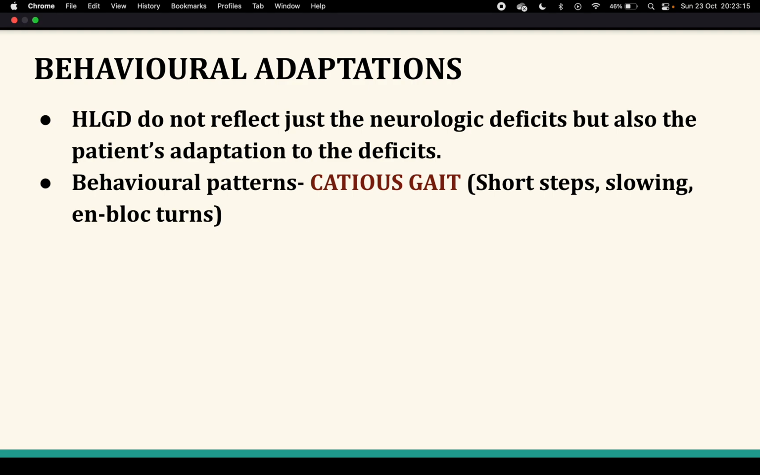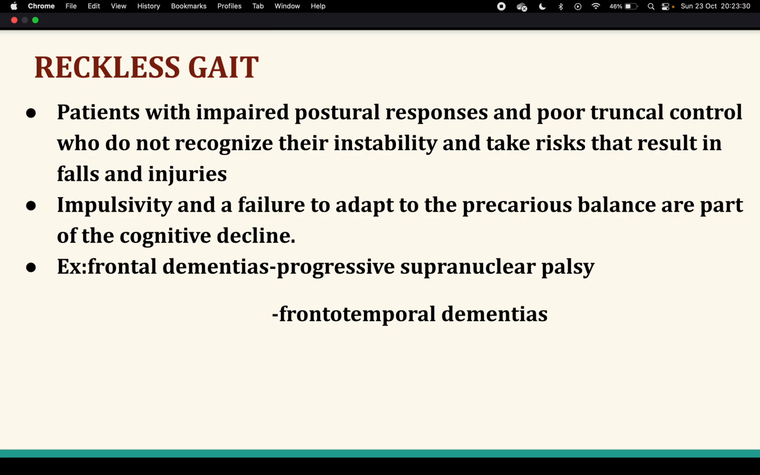So these patients will adapt certain things, that is cautious gait. Due to the fear, they will have certain behavioral patterns like short steps, slow and en bloc turns carried out by them to avoid falls. Reckless gait: patients with impaired postural responses and poor truncal control who do not recognize their instability and take risks that result in falls and injury.